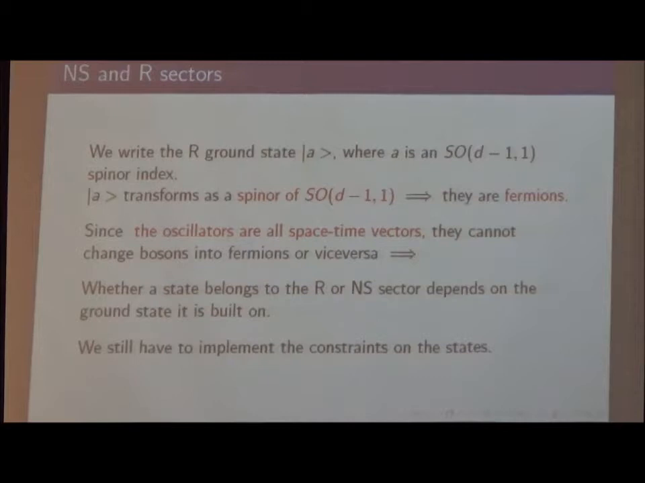Okay, so we define a ground state. The ground state is annihilated by all annihilation operators. We construct the Hilbert space in this way, but we still need to impose the constraints. Similarly as in the classical theory, on the classical solutions we need to impose the constraints, the Virasoro constraints. Here, we will have to impose the super Virasoro constraints on the states of the theory.